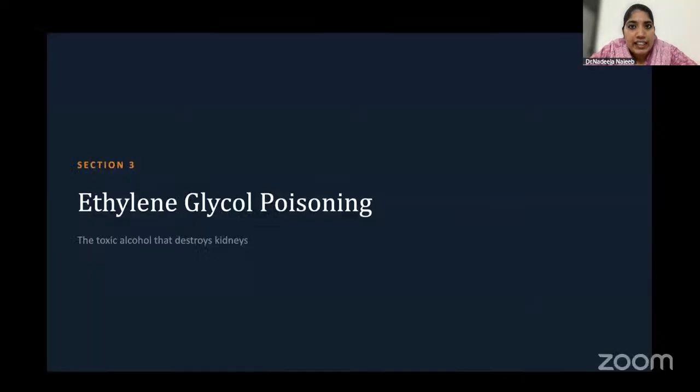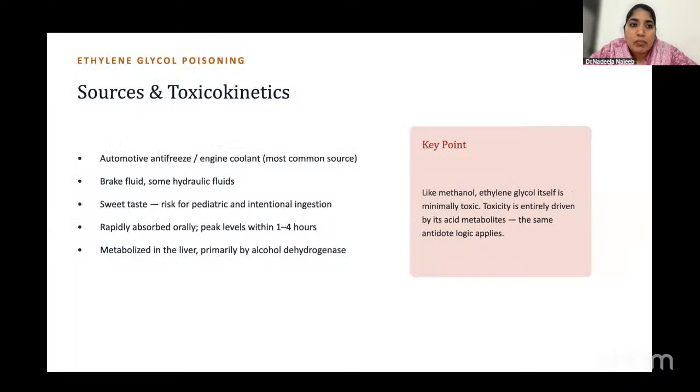Yes, it's a case of ethylene glycol poisoning, the toxic alcohol that destroys the kidneys. Similar to methanol, it is an odorless alcohol, but the distinctive feature here is it has a very sweet taste, which increases the risk for pediatric and intentional ingestion. It is seen in automotive antifreeze, engine coolants, brake fluids, and some hydraulic fluids.